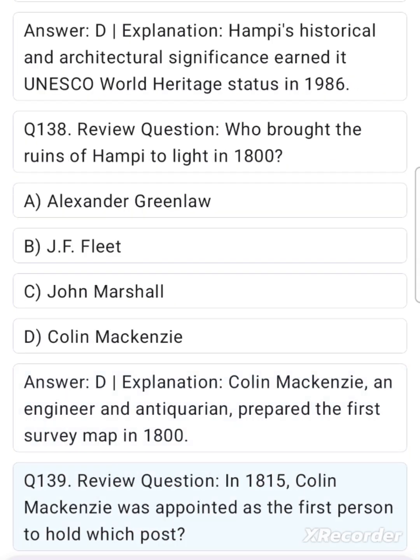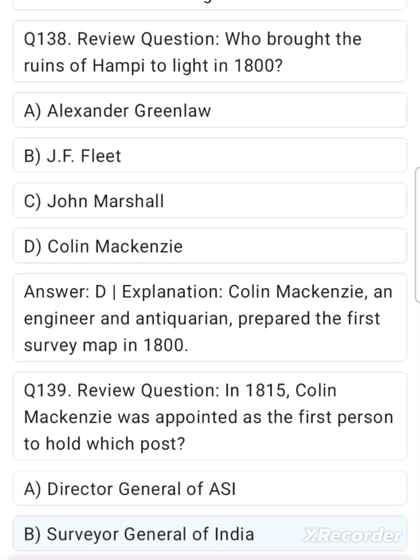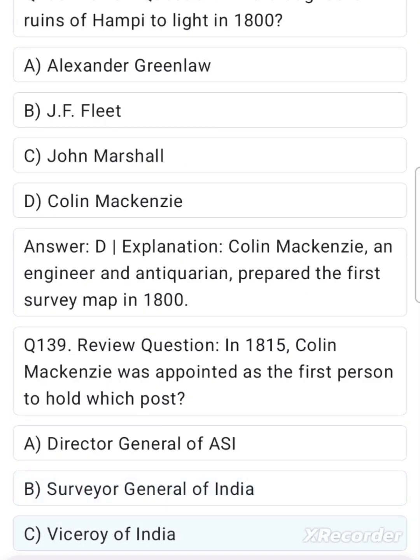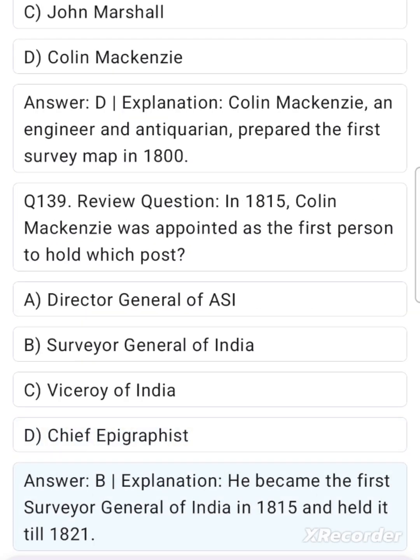Q 139. Review question. In 1815, Colin Mackenzie was appointed as the first person to hold which post? A. Director General of ASI. B. Surveyor General of India. C. Viceroy of India. D. Chief Epigraphist. Answer: B. Explanation: He became the first Surveyor General of India in 1815 and held it till 1821.